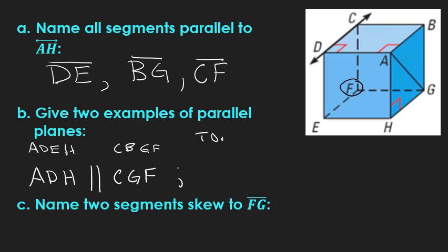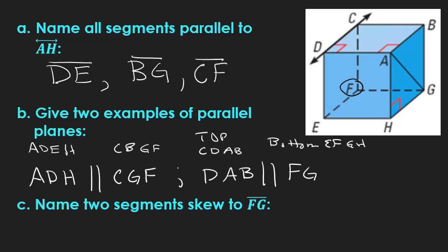Now, the top of the box contains points C, D, A, and B, and the bottom of the box contains points E, F, G, and H. So when I go to name those planes, I'm only going to pick 3 letters. So maybe I pick D, A, B for the top plane. And for the bottom plane, again, pick any 3 of the 4 letters. So maybe this time I go with F, G, and H. And know that order is not important. If you wanted to, you could have also used the left side and the right side.